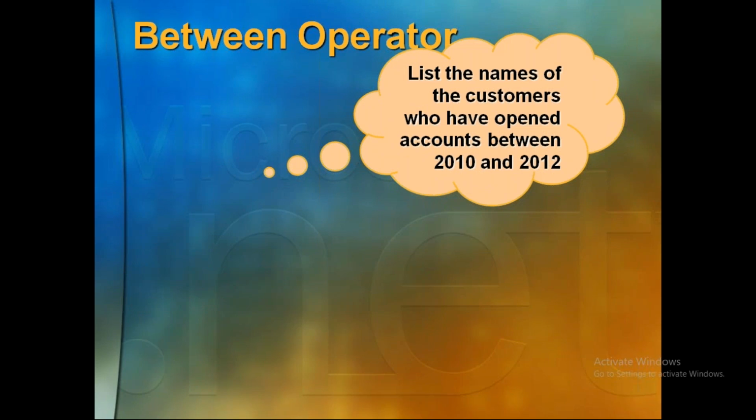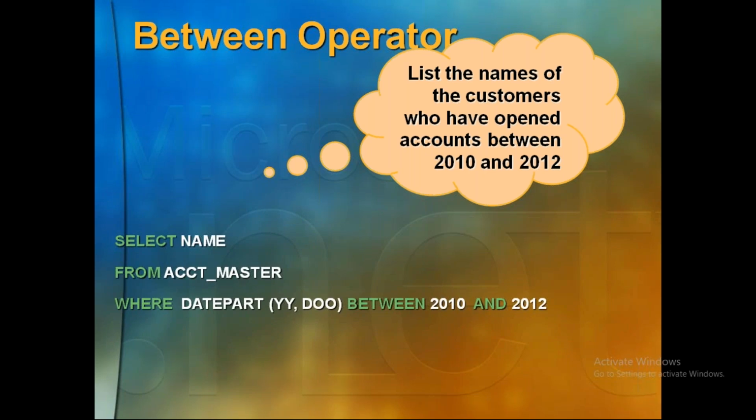Now, list the names of the customers who have opened accounts between 2010 and 2012. That means you have to include 2010, 2011, 2012, the upper limit, the lower limit, and the in-between range, right? So date part year between 2010 and 2012. Clear? So this is what is called the between operator, that you can use.